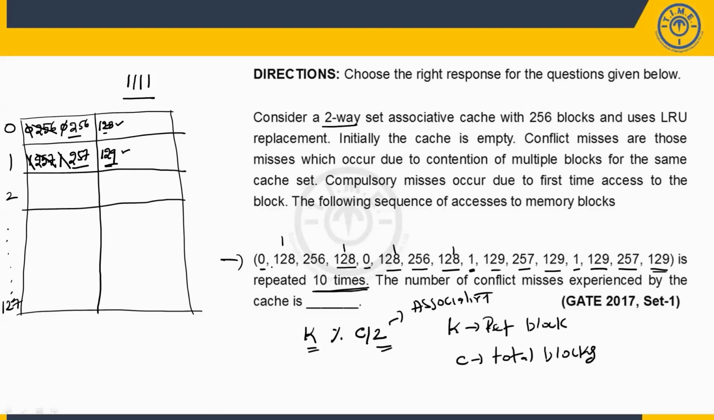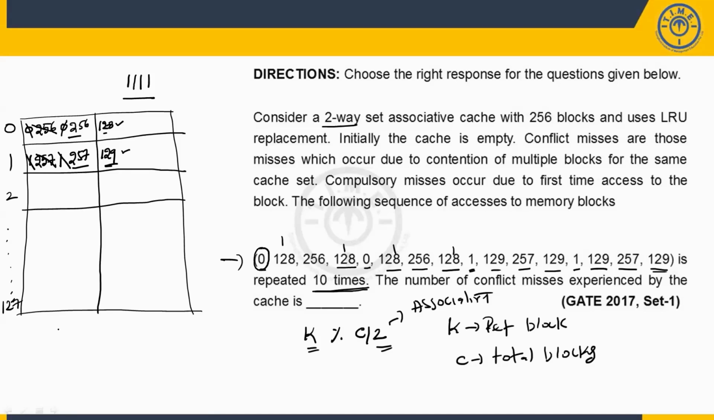Now what will happen? 0 and 256 will replace each other. Am I correct or not? Yes, sir. Should I repeat it, or you got it? Got it, sir. So if you think sensibly, now 256 is there and 128 is there. Now the block reference is 0. 0 obviously is going to replace 256. Yes or no? And next is 128. 128 is a hit.